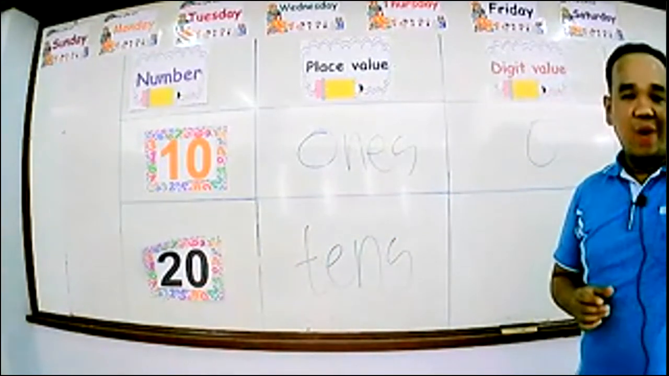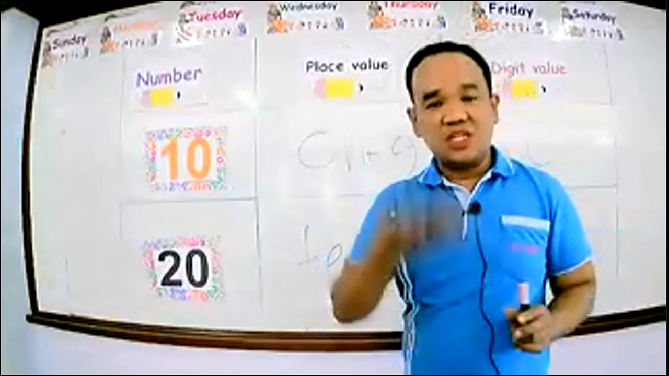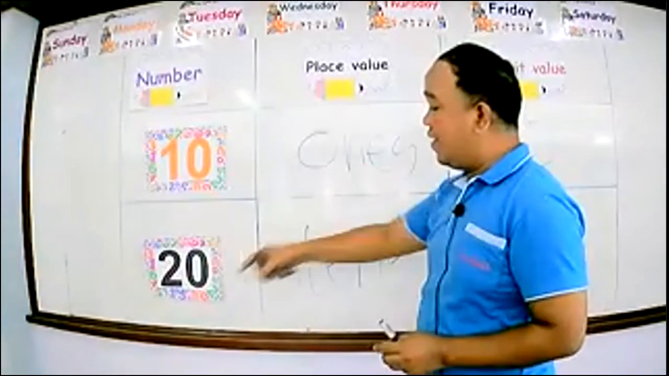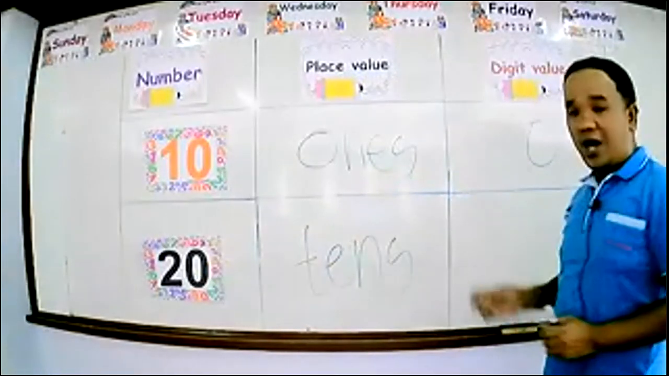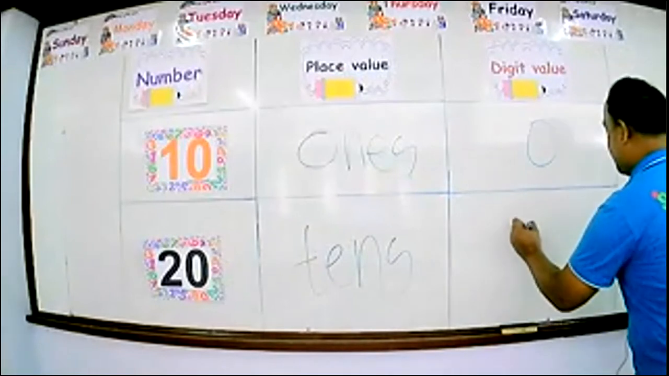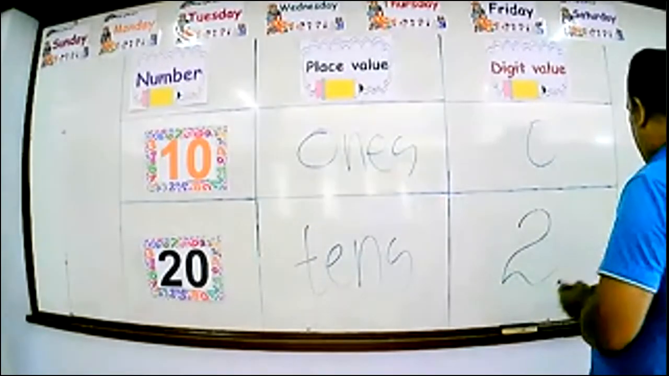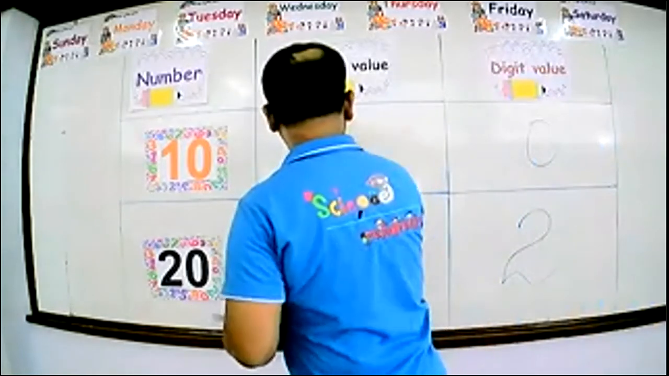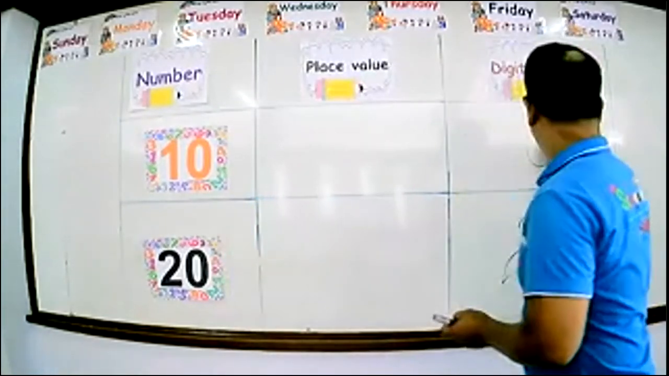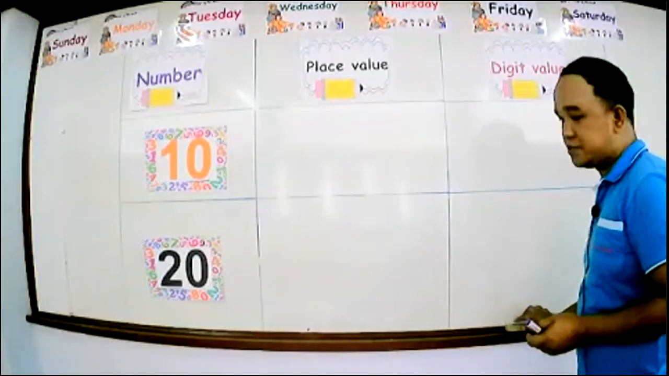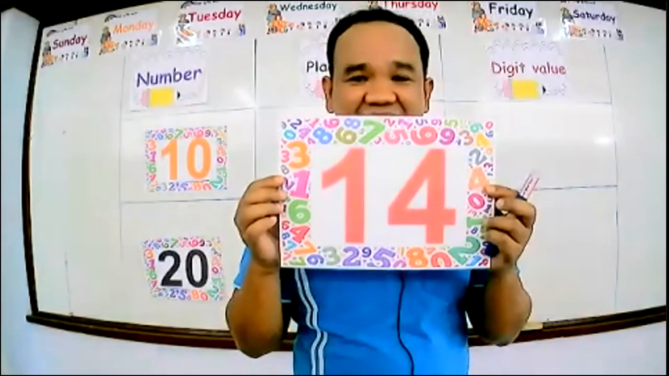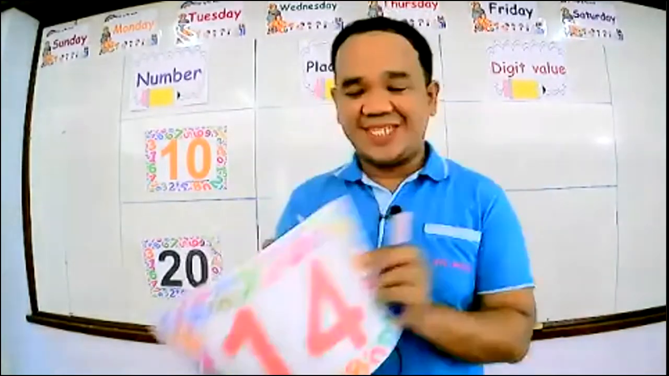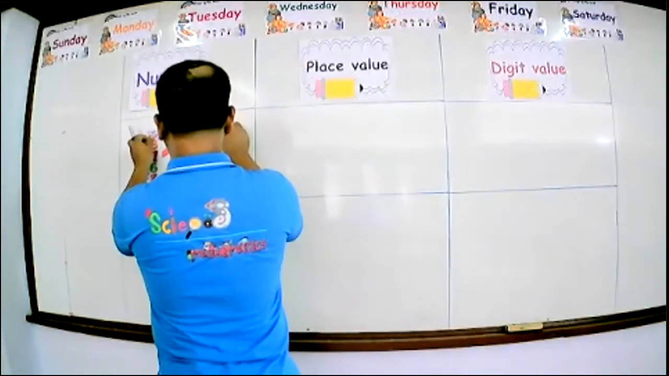All right. So how about our digit value? What is the digit value of 20? Since the underlined number is 2, number 2 is our digit value. Very good. All right, another one. What number is this? Very good. It's number 14. So let's put it here.